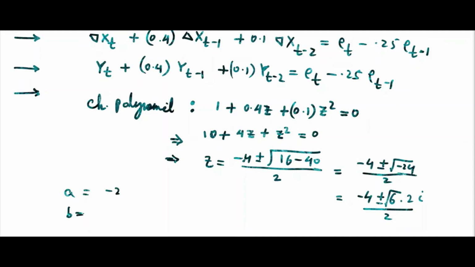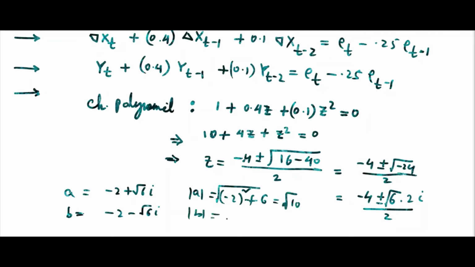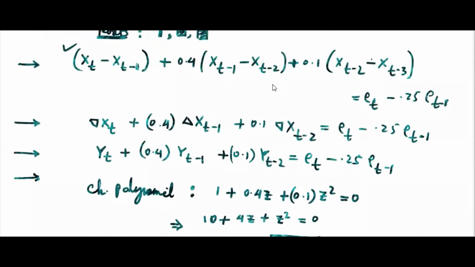a is minus 2 plus square root of 6i, b is minus 2 minus square root of 6i. So if you find the modulus, this will be minus 2 square plus root 6 square, that is 6, so square root of 10. Here also b mod you will get the same, square root of 10. They are greater than 1 in magnitude. So this is stationary. This one, the differentiated one, is stationary.